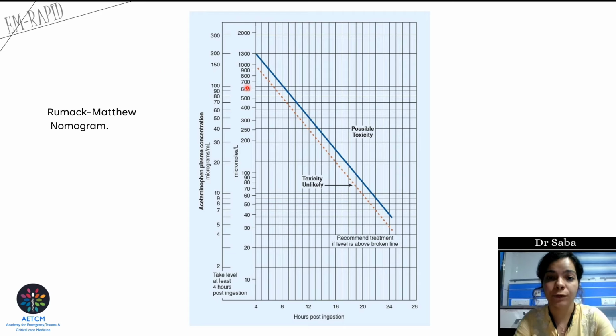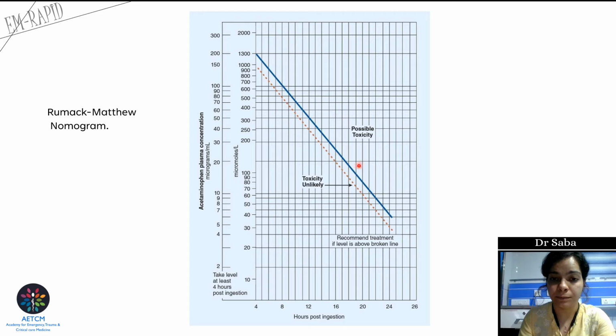Now, as we can see, here's a picture of a Rumack-Matthew nomogram, and it is to be charted between a 4 to 24-hour window period post ingestion. Now there are two lines. One is the bold blue line, as we can see, and the other one is a dotted or a broken red line. Now, the acetaminophen concentration, what is measured in the body, is to be charted between this window period, and if the concentration crosses this blue line, we can say that the concentration in the body is enough to cause hepatotoxicity. But if it falls below this broken line, the levels are not toxic, or rather it won't cause hepatotoxicity.